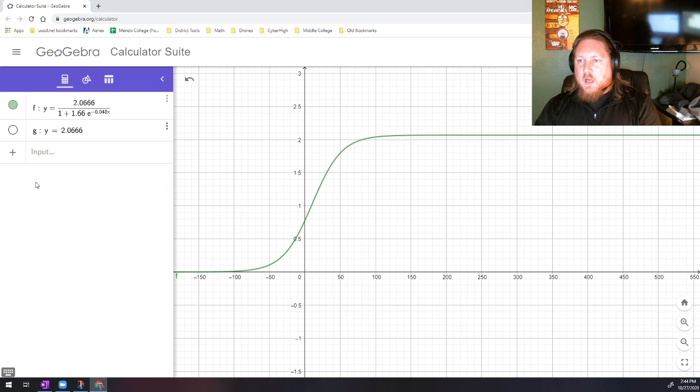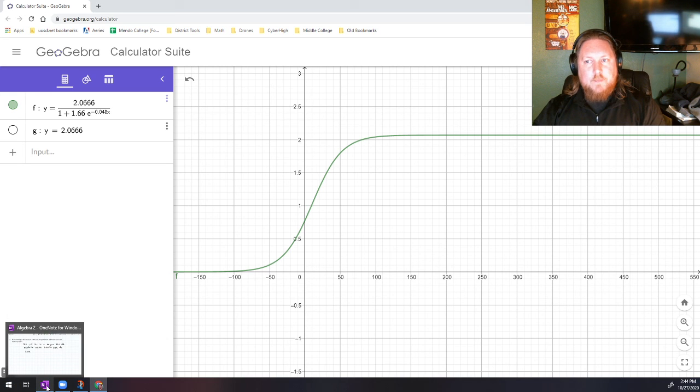All right. So that is how you deal with a logistical growth model. And if you want to check your graph when you're doing one of these problems, throw it in GeoGebra. Just be very careful about plugging in the formula.